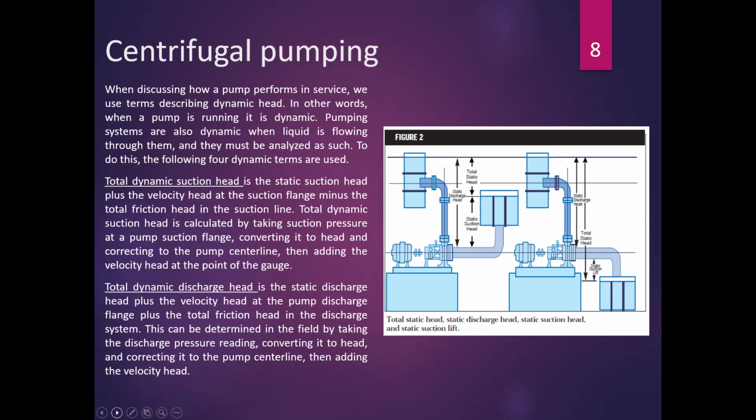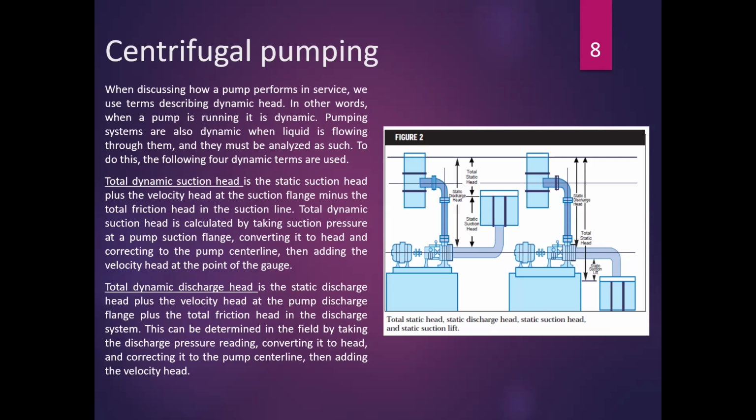Kita nyo yung ito. So plus velocity head dito. Okay, sa suction side dito. So madadagan ng velocity head plus yung minus yung friction. So total dynamic discharge head is the static discharge head plus the velocity head at the pump discharge plus the total friction head in the discharge system. So dito plus yung friction, sa suction is minus. Para pag kinuha mo yung difference na is mag-a-add siya both.